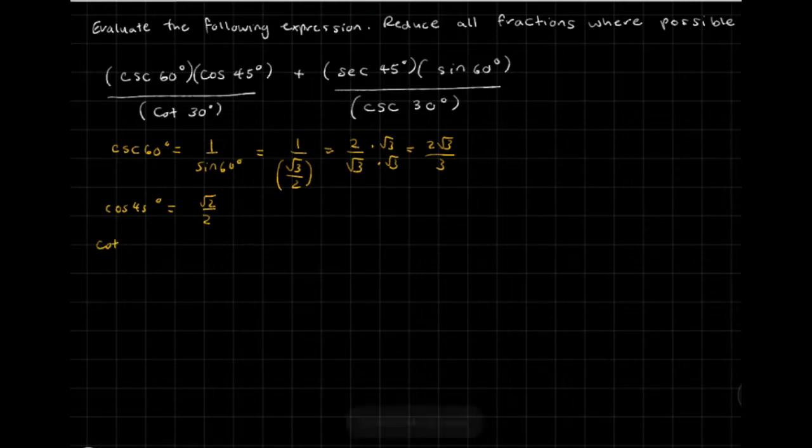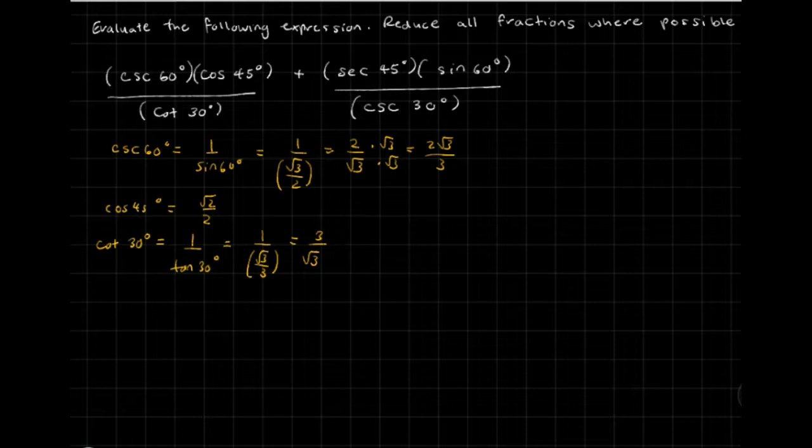And cotangent 30 degrees, this is a reciprocal, is equal to 1 over tan 30 degrees, which is basically 1 over square root 3 over 3, right? And 1 over square root 3 over 3 is 3 over square root 3. And we can simplify the radical by multiplying by square root 3. So we get 3 square root 3 over 3. So that's that for the first rational on the left.